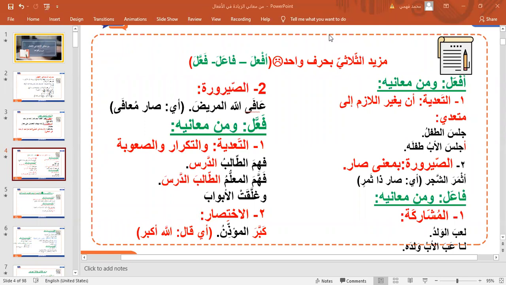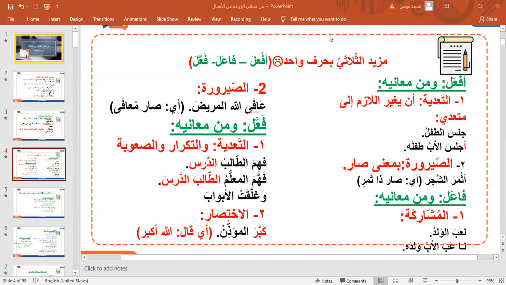مزيد ثلاثي في حرف واحد مثل أفعل فعل فعل. أفعل has two meanings. The first is ta'diyya. This means that the verb changes from a verb lazim to a verb muta'addi, meaning that it needs a maf'ul bihi. For example, jalasa al-tifl. If we add an alif for it to become ajlasa al-ab tifluhu, we require the maf'ul bihi.